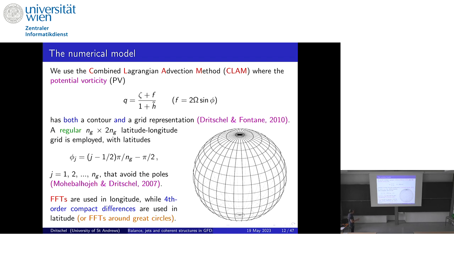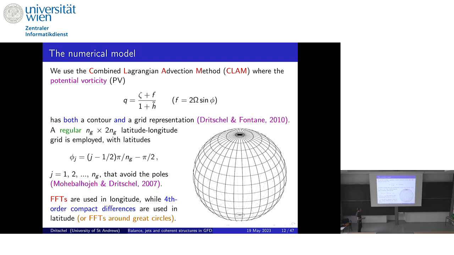Essentially, it uses both a contour and grid representation. It's described in this paper in JCP in 2010. I'm not going to go into the details, just to give you some ideas of the settings. We use a regular latitude-longitude grid. Despite the fact that we use spherical harmonics for the forcing, which would suggest using a Gaussian grid for latitude, which is nearly isotropic at high resolution, we're nevertheless using a fixed latitude grid with equal spacing.